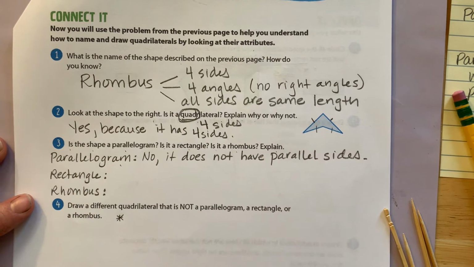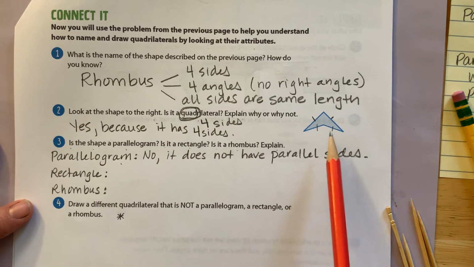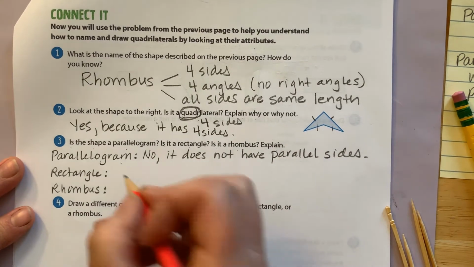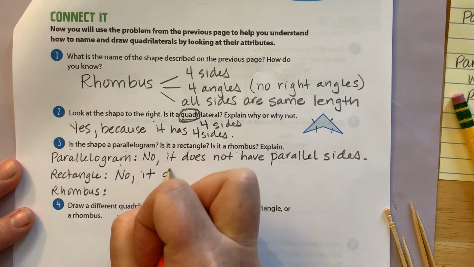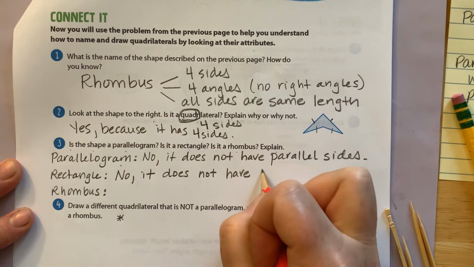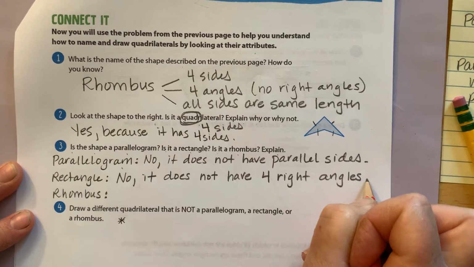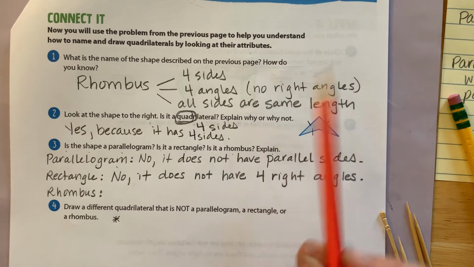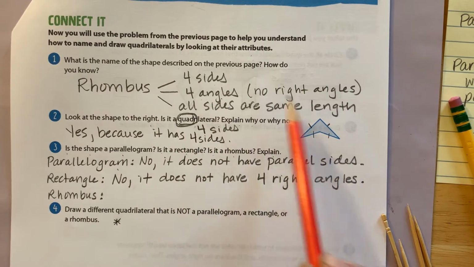Okay, is it a rectangle? Think about what a rectangle has. A rectangle has to have 4 right angles. Are there 4 right angles? No. So it is not a rectangle. We can say no, it does not have 4 right angles. Okay, is it a rhombus? Remember, a rhombus has to have 4 sides. There are 4 sides. It has to have 4 angles, and none of them are right angles.